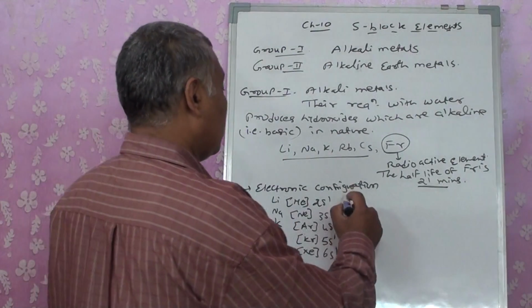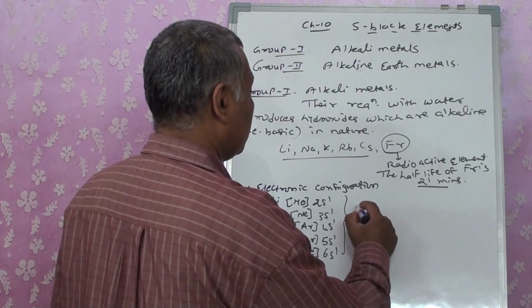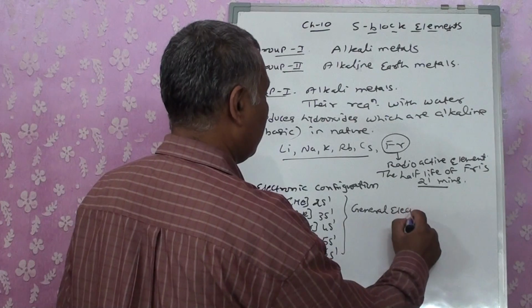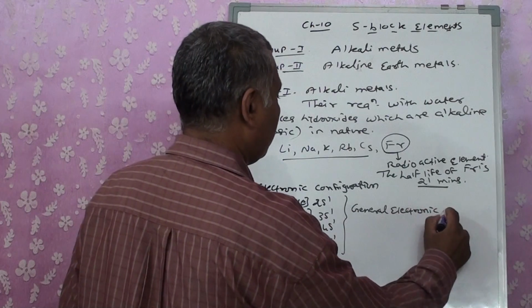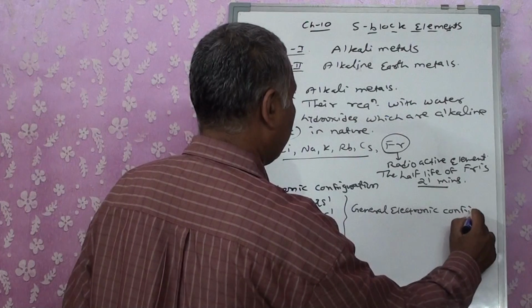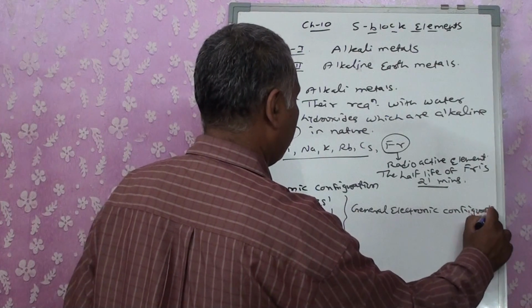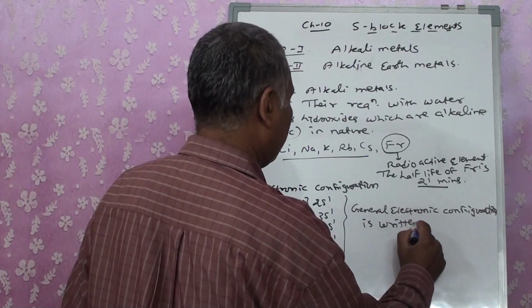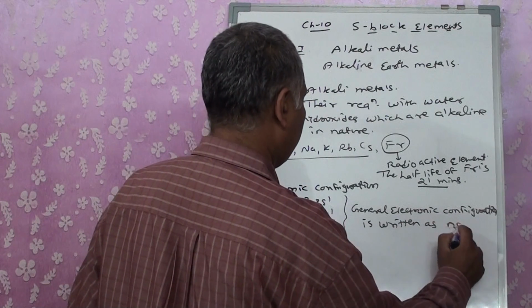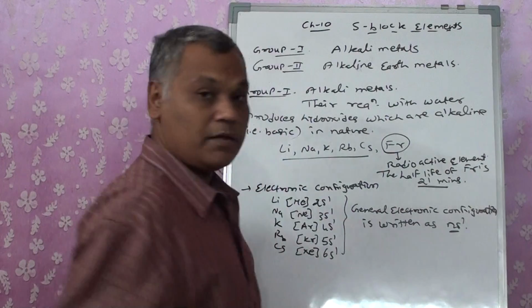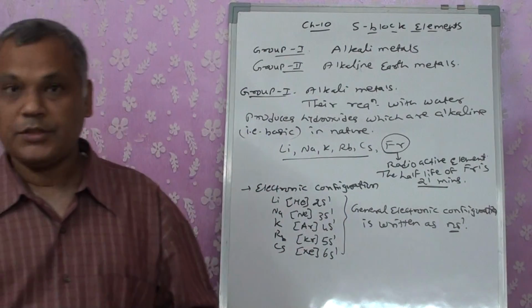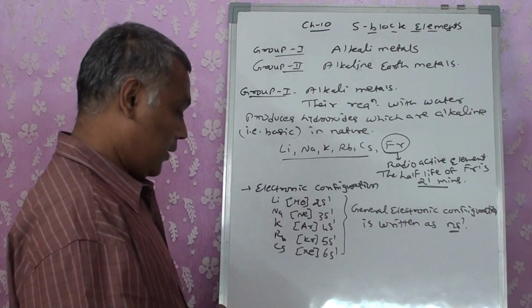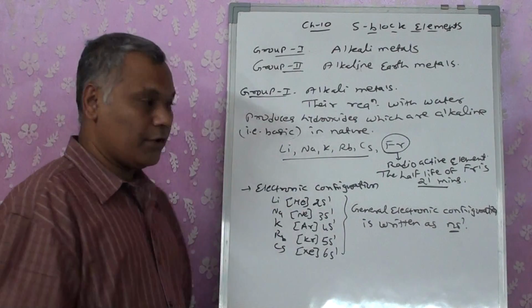Its general electronic configuration is written as ns1, right? That is for its electronic configuration.